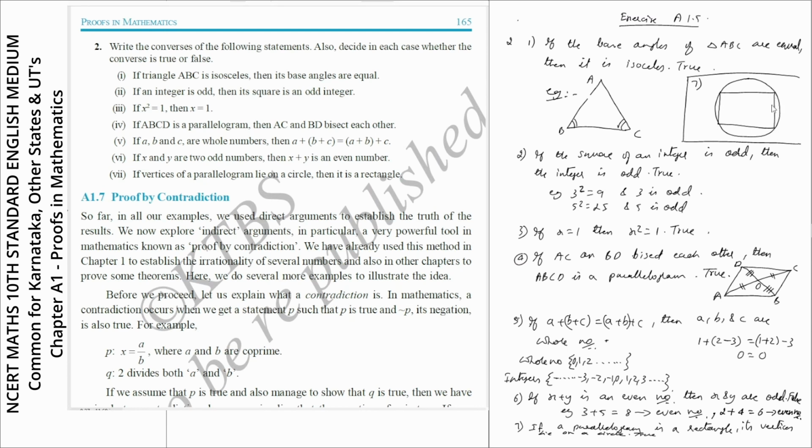Now keeping this diagonal as a diameter, if we draw a circle, then the circle passes through all the 4 corners of the rectangle. Okay, so hence this statement also is true, that is the converse. If a parallelogram is a rectangle, then its vertices lie on a circle is a true statement.